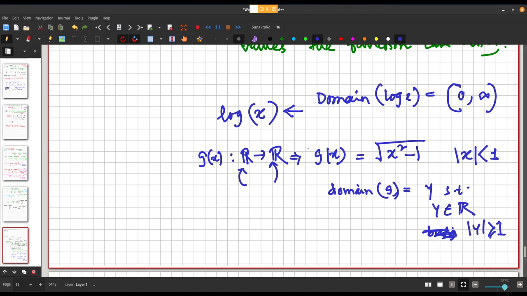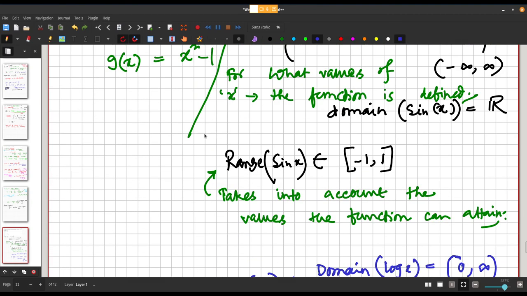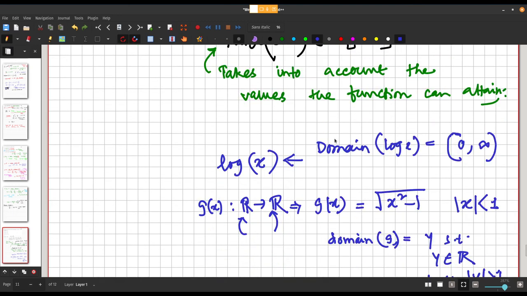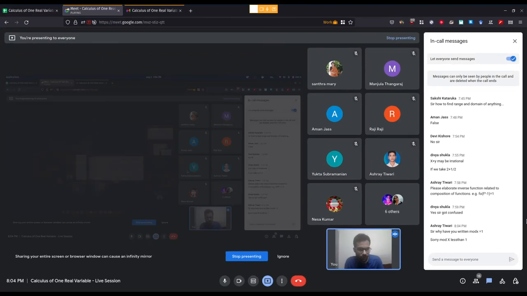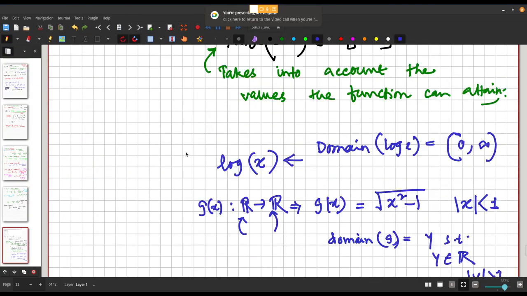So that's how we define the domain and range of functions. So domain takes into account for what values of the input the function is defined, and range takes into account what values the function can attain given the domain. Okay, so I think I have answered the question that Shakshi asked, and I will return to the problem that is given here.